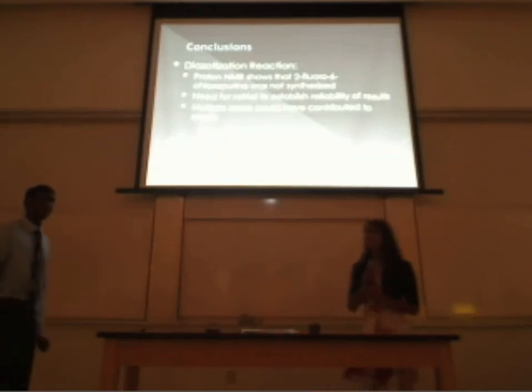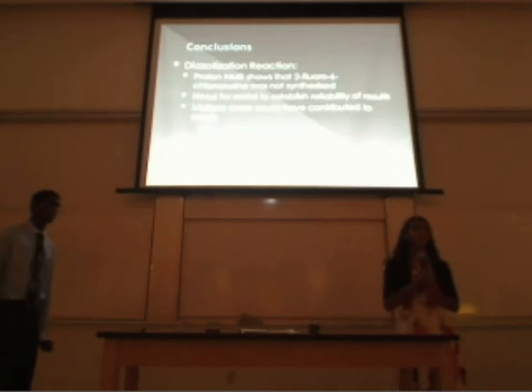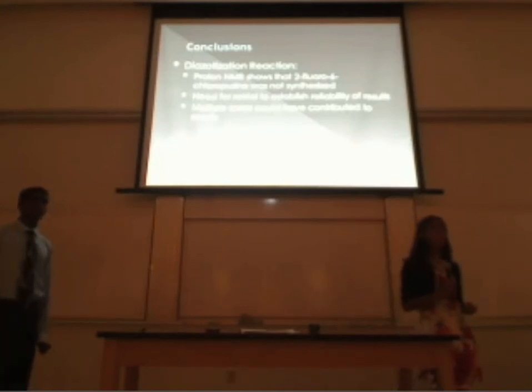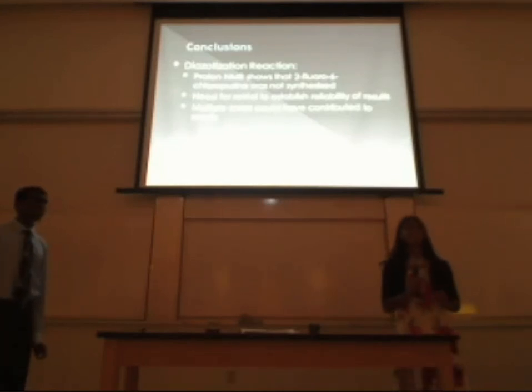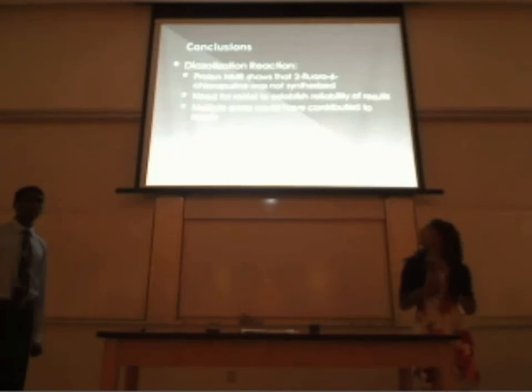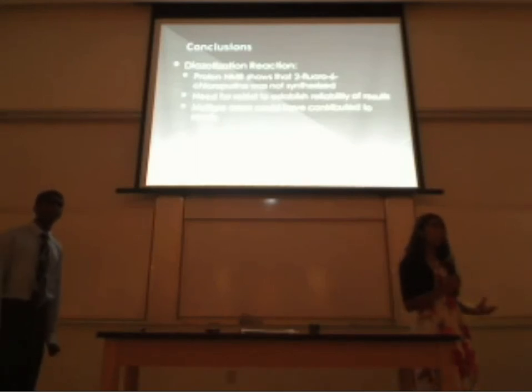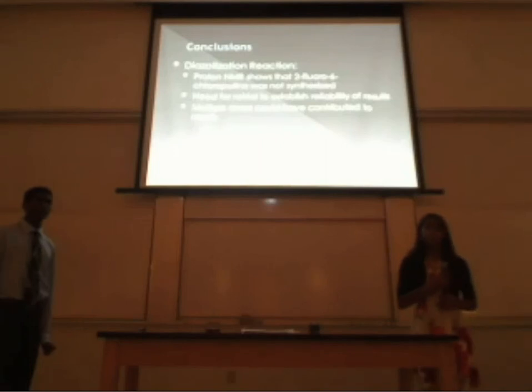So in conclusion, for the first method, for the diazotization reaction, we hadn't created our desired material, but that does not necessarily mean that the method doesn't work. It should be retested in order to ensure that our results were not due to error. For the second method, we know that we created a different compound from our starting material, but further characterization is required before we can take any further steps.